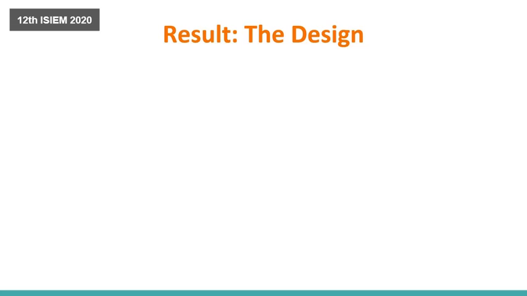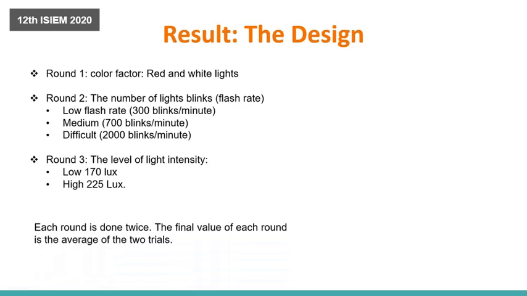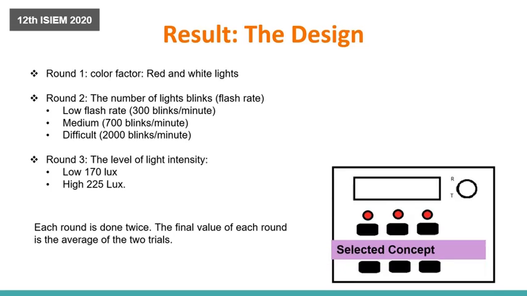Based on the requirement, we make the design, and we decide to make the device in 3 rounds. The first round considers the color factor, the second round considers the flash rate, and the third round considers the light intensity. Each round will be done twice, and the final value of each round is the average of the 2 trials.